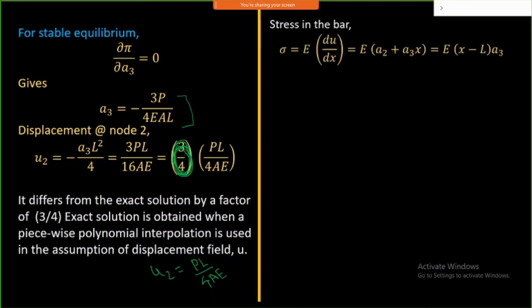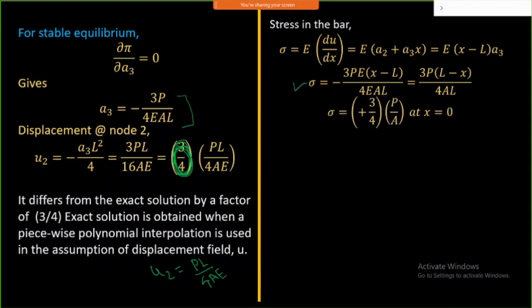Okay. Stress in the bar you can determine by simply multiplying E into strain. So strain we know it. We know this A2, A3. We can substitute into all this and we'll get a stress value to be this much. So this stress we can determine at two different locations, at x equal to L and also x equal to 0.